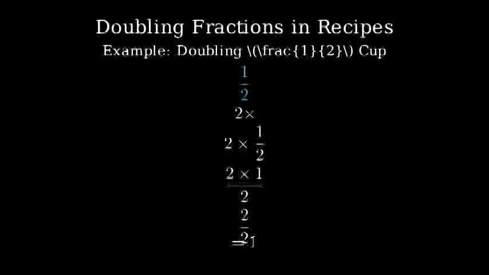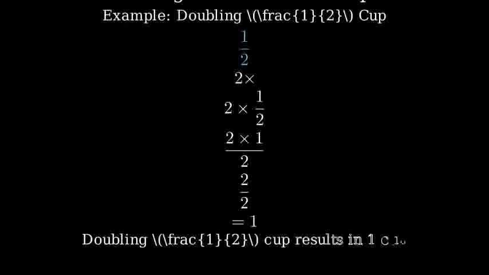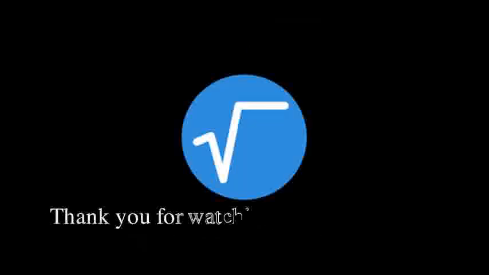Let's rewrite this expression to better understand the process. We can rewrite the 2 in the numerator like this: 2/1 times 1/2. Now, simplify it by multiplying the numerator by the denominator. Therefore, we get 2/2. Once again, simplify.